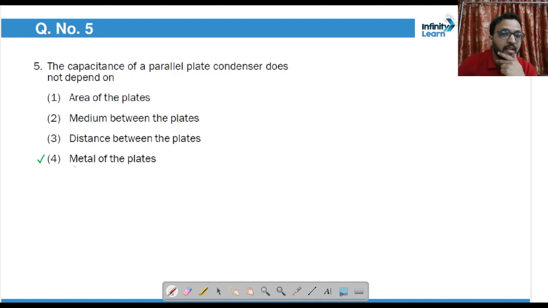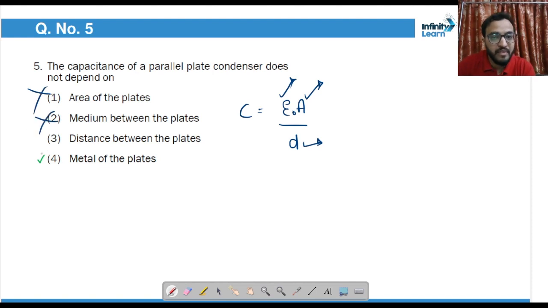Fifth question. The capacitance of a parallel plate capacitor. See, capacitance is epsilon naught A by D. So it depends upon permittivity of the medium, area of the plates, distance between the plates. Area, medium between the plates, distance between the plates. So what is left is metal. It doesn't depend upon what kind of metal you use. Okay. So does not depend upon metal, right?